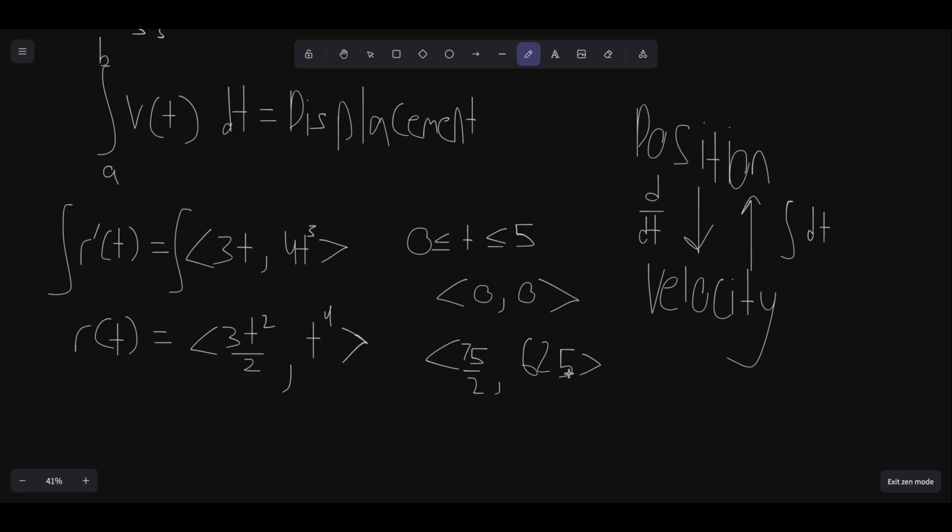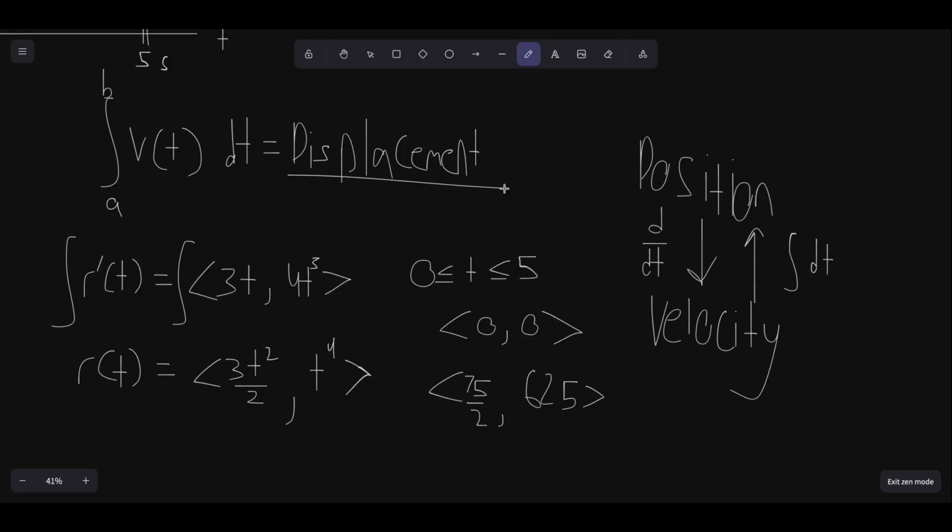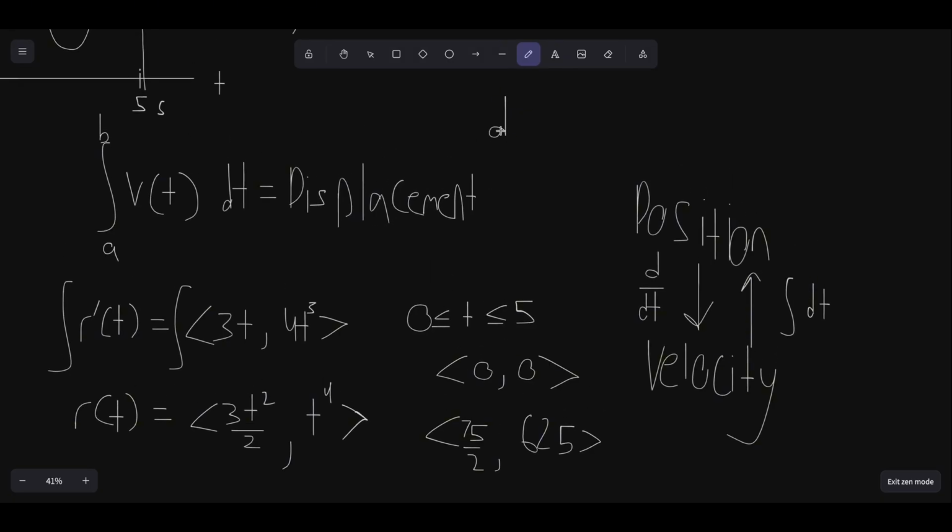And so this is at t is equal to 0, and this is at t is equal to 5. And so if I take the difference, think about what displacement is. Displacement is essentially just your change in position. If I move from one place to another place, what is my total displacement?